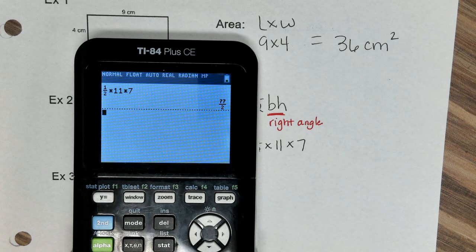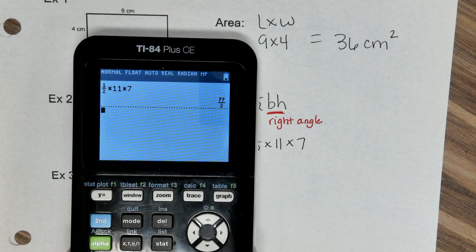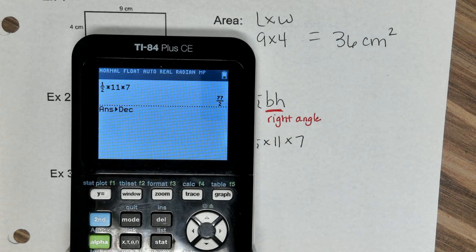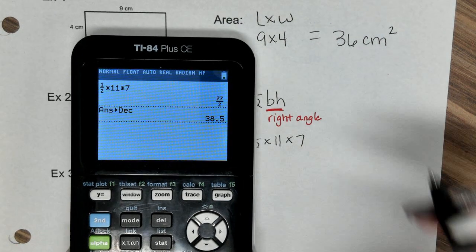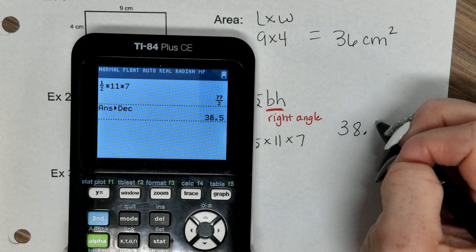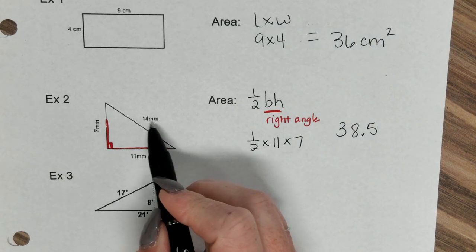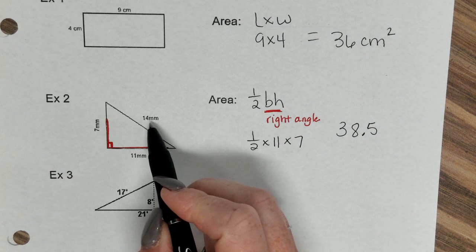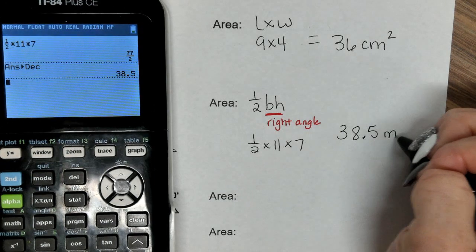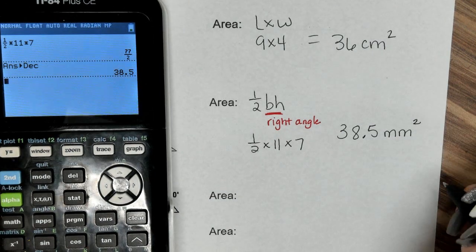Now, do you think we want our answer as a fraction? No, so hit math, decimal, enter. And what is it? 38.5. What are the units? No, right here. Millimeters. And since it's area, we put squared.